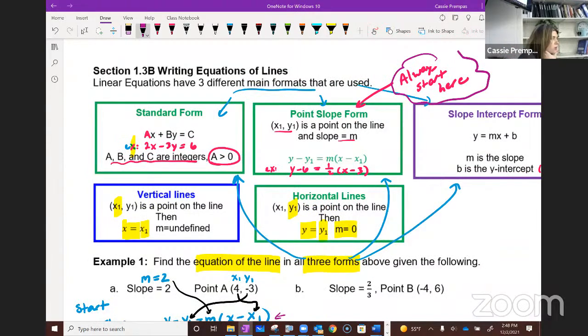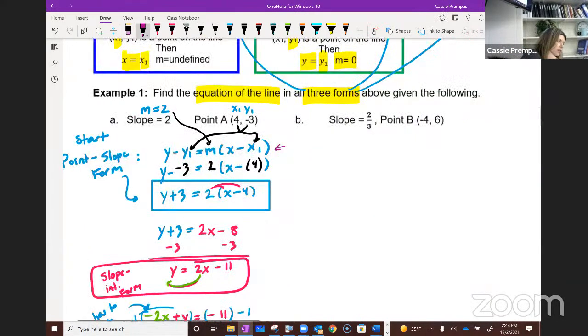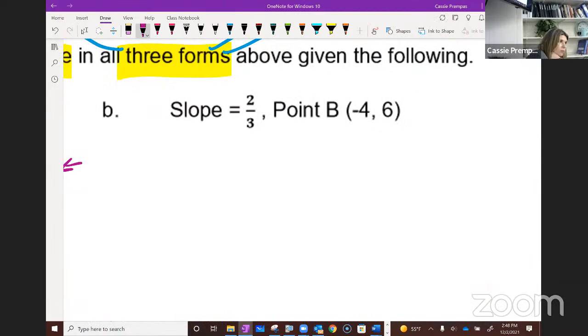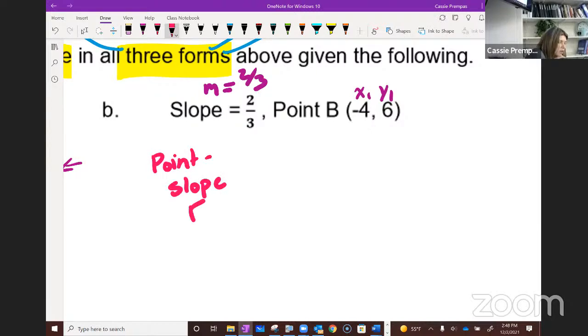All right, let's move on to letter B. Again, I have a slope, and I have a point. I have my x1, y1. So I'm going to start with point slope form, because this one is so important, you have to know it to be able to start there. Let's rewrite it. It is y minus y1 equals m times parentheses x minus x1.